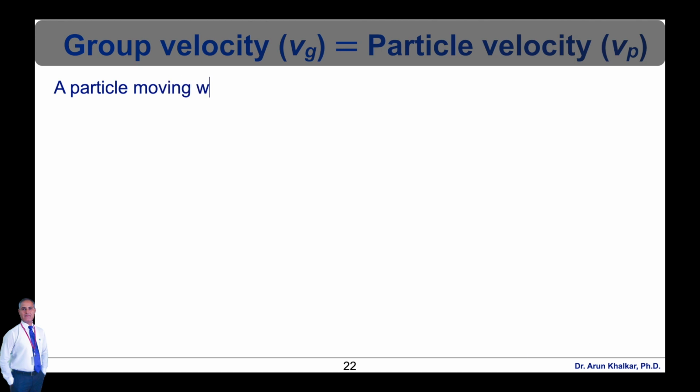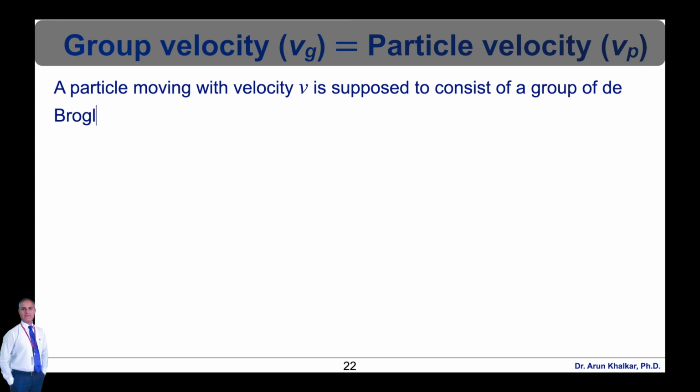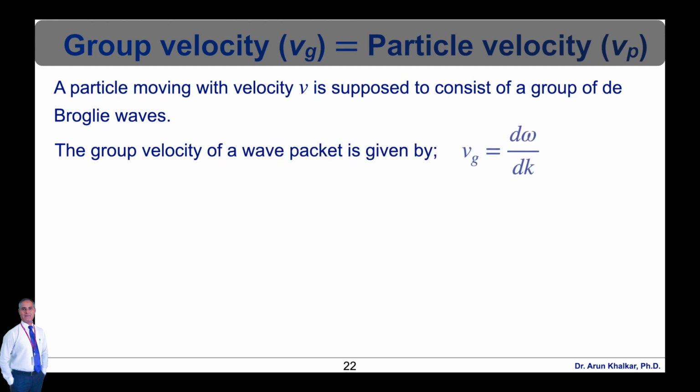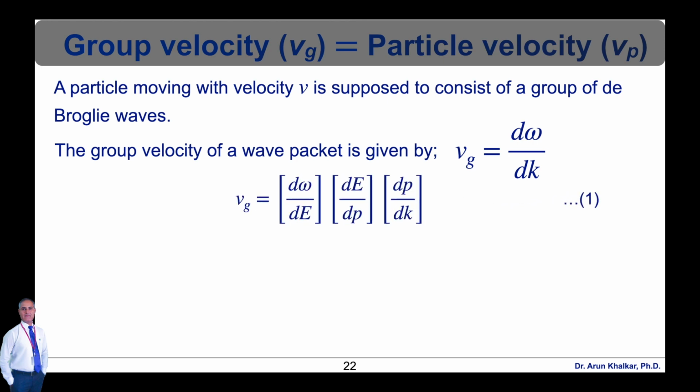A particle moving with velocity v is supposed to consist of a group of de Broglie waves. Therefore, the group velocity of the wave packet can be written as Vg is equal to d omega by dk. So this is the equation we have already seen before. Rearranging this equation, we can write Vg is equal to in bracket d omega by d capital E into d capital E by dp into dp by dk. So we just simply introduced the two terms dE and dp. Let's say this is equation number one.